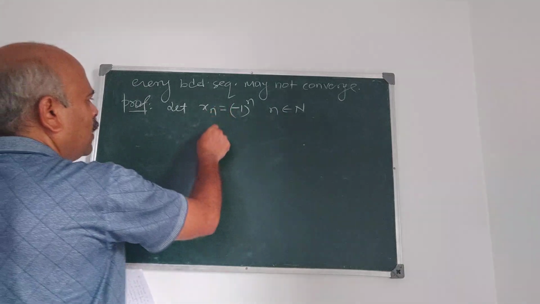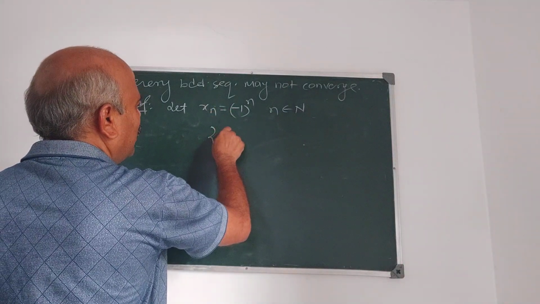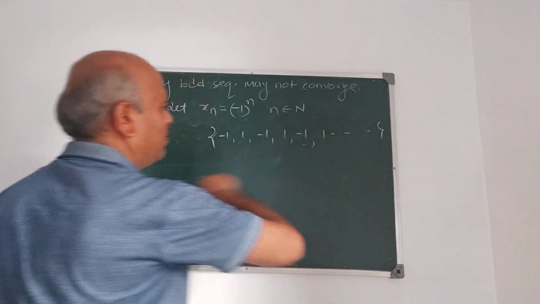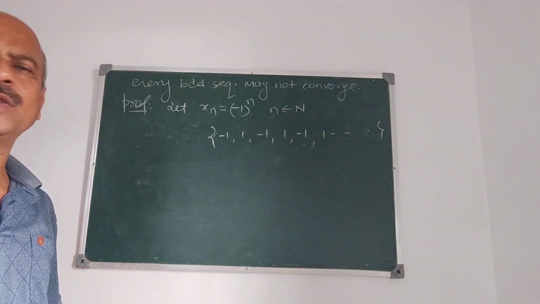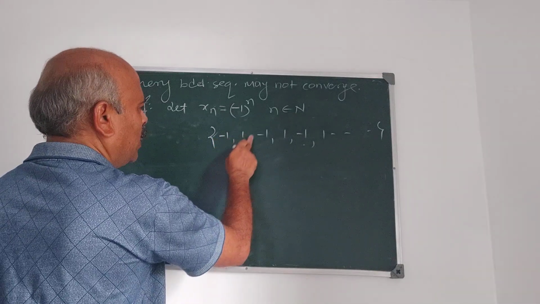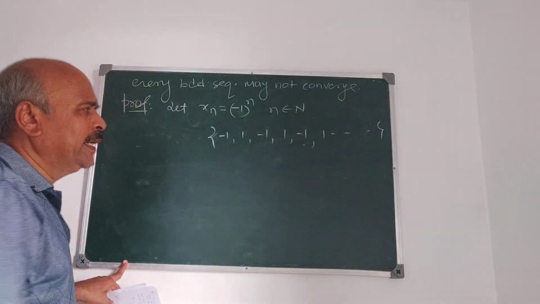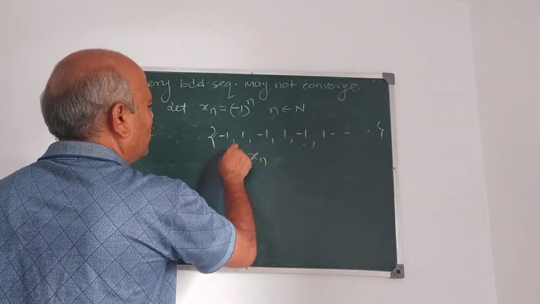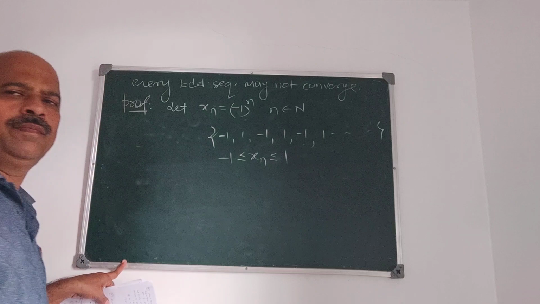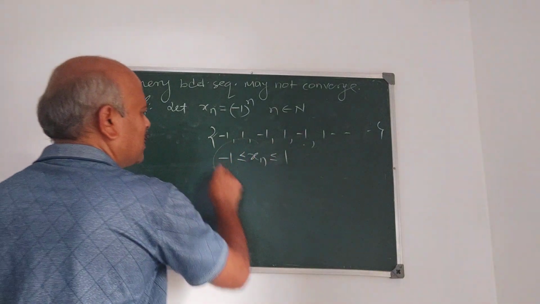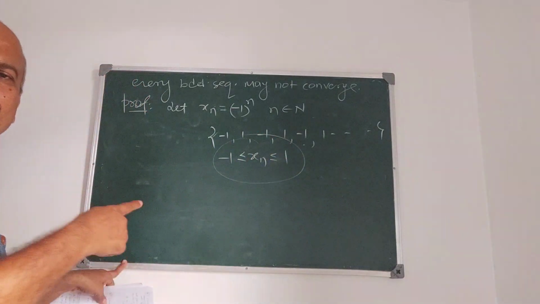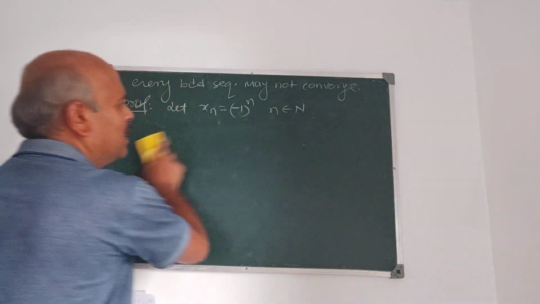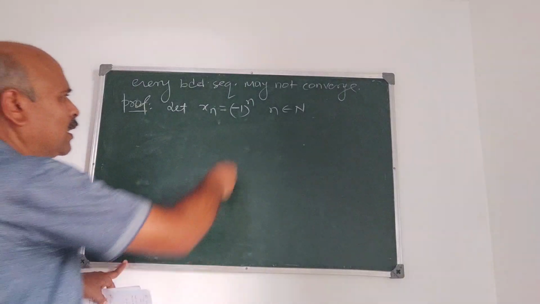Why is it bounded? See, the terms of the sequence are minus 1, 1, minus 1, 1, minus 1, 1, and so on. Sequence means it consists of infinite terms. It is bounded. Why is it bounded? Because xn is greater than or equal to minus 1 and less than or equal to 1. The range of the sequence lies only between minus 1 and 1. So it is bounded. Now, the sequence is bounded, but it doesn't converge. We prove that it doesn't converge.